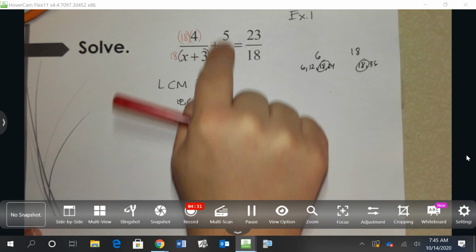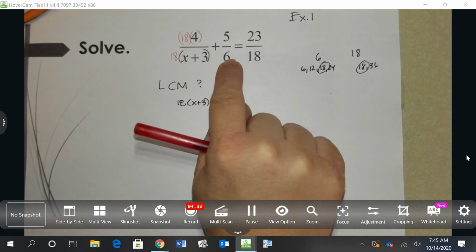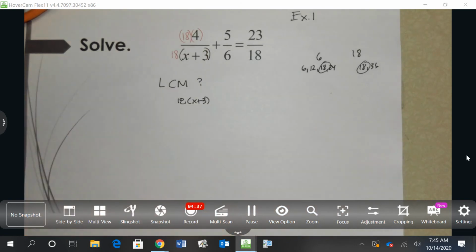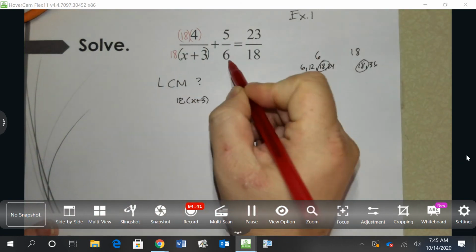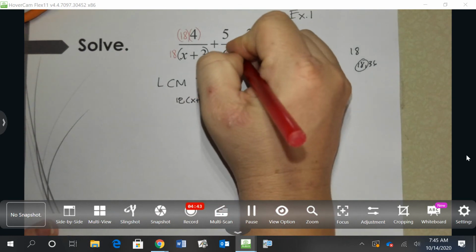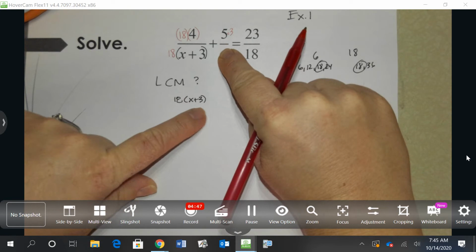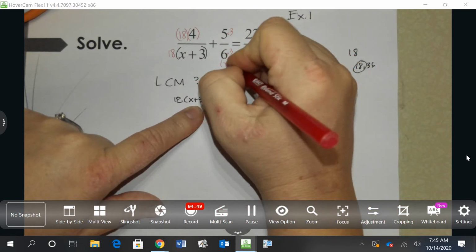When I look at this middle term, I only have a 6. First it has to bump up to an 18, and it's only ever going to bump up by multiplying or dividing. So how do I get from a 6 to an 18? I'm going to multiply by 3. So now I have the 18, but I'm still missing the x plus 3.